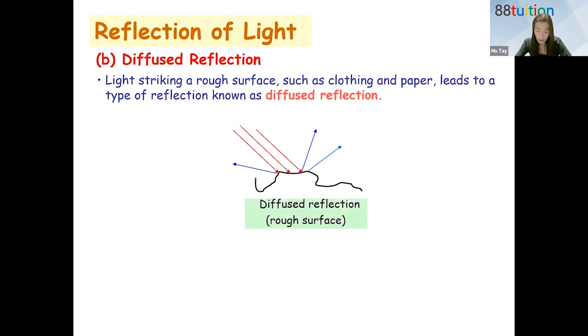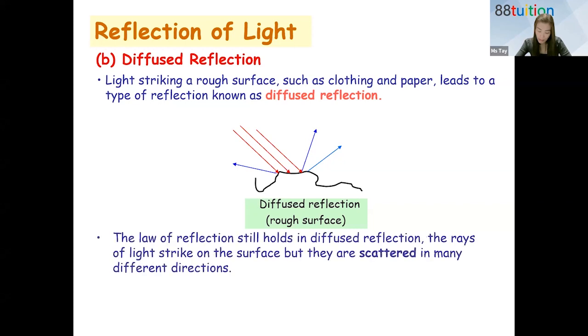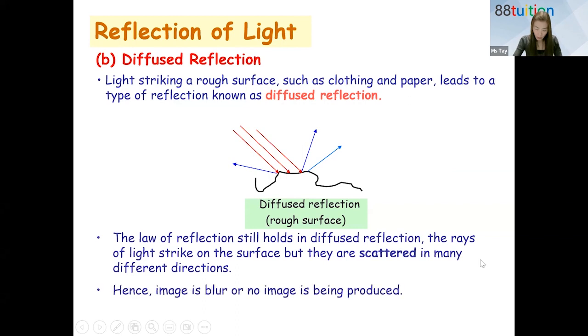This diagram, I'm not very satisfied. I'll show you a better one later. The law of reflection holds in diffuse reflection. The rays of light strike the surface, but they are scattered in many different directions. So the image is either blur or you can't see any image.